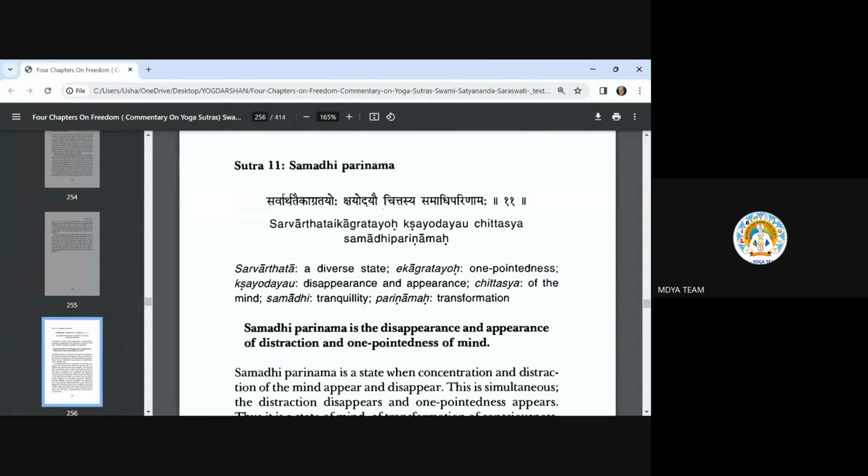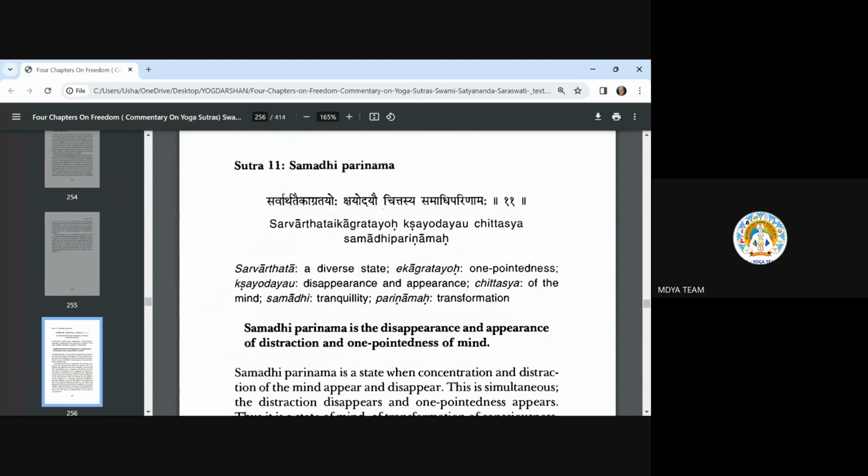So to summarize, in this sutra, all the cognitions which are not leading to samadhi, the other distracting thoughts, are removed, and there is a rise of one-pointedness, ekagrata. Sarvartha means all the other cognitions are falling. Kshayo is fall. Ekagrata udayo: ekagrata is on the rise, it is increasing. Sarvartha is all the other thoughts in the mind decreasing. The word for decreasing or fall is kshayo.